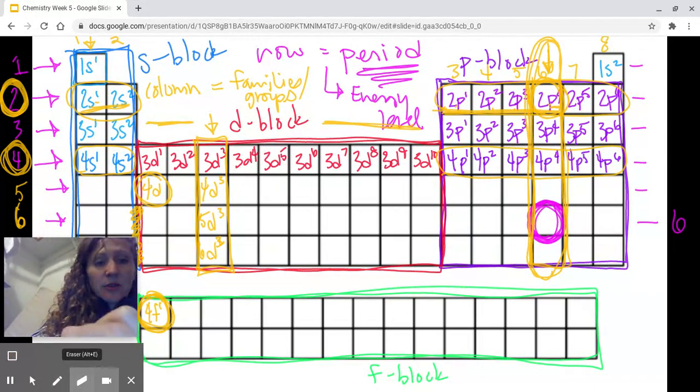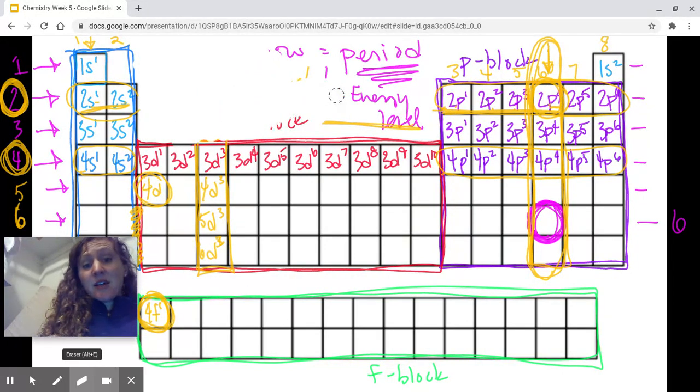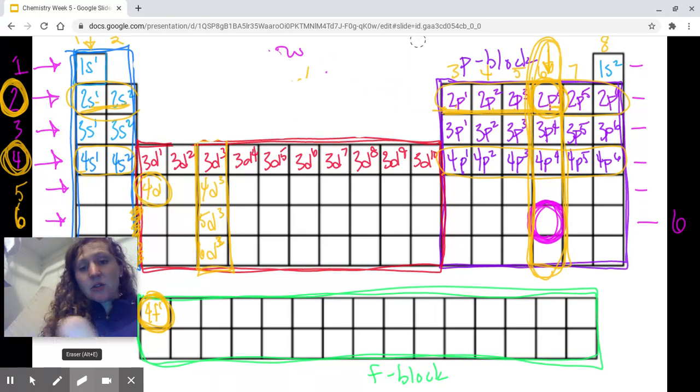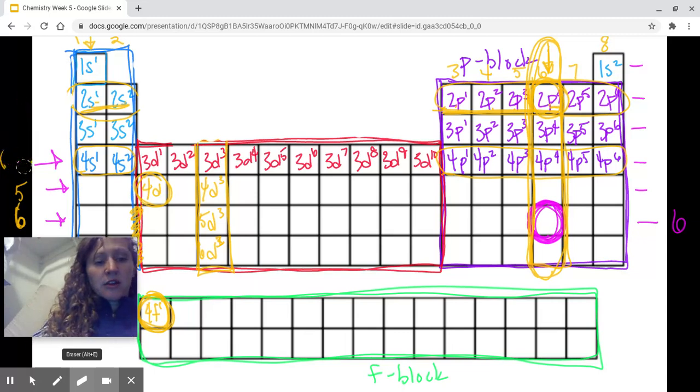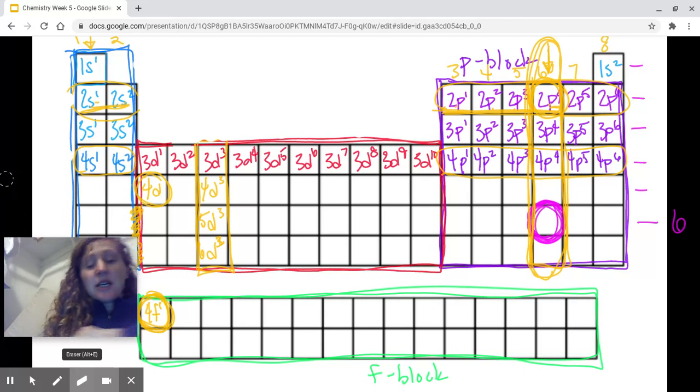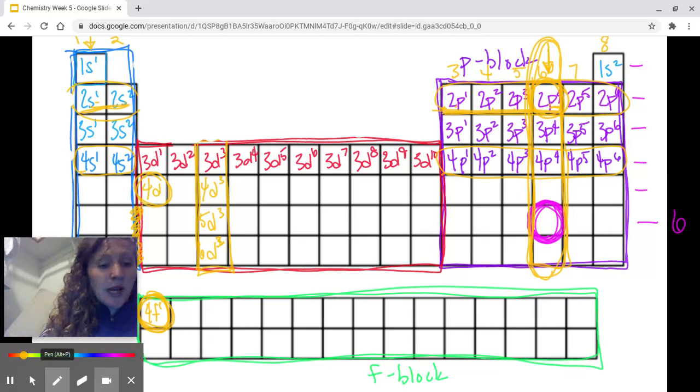Now, here's the beauty of this. Let me show you why this is going to be helpful to you. This is helpful because if you know the blocks, you know the d's are offset by 1, you know the f's are offset by 2, and you also know that the row numbers or the period numbers line up with the energy levels, then you can use this instead of the Aufbau principle to write your electron configurations. Let me show you how.